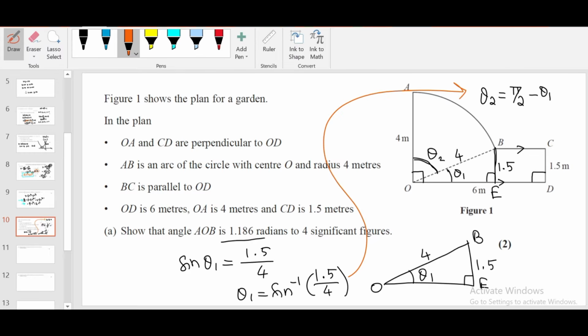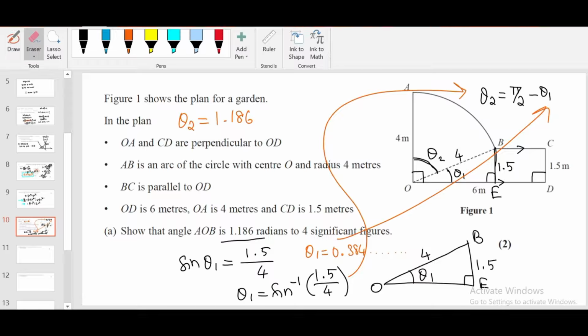If you want, you can write the value actually, but don't ever round the figure. You can round the figure only at the end. Sub it in the place of theta 1 here. So theta 2 is going to be pi over 2 minus theta 1. I got theta 2 is equal to 1.186 to 4 significant figures.